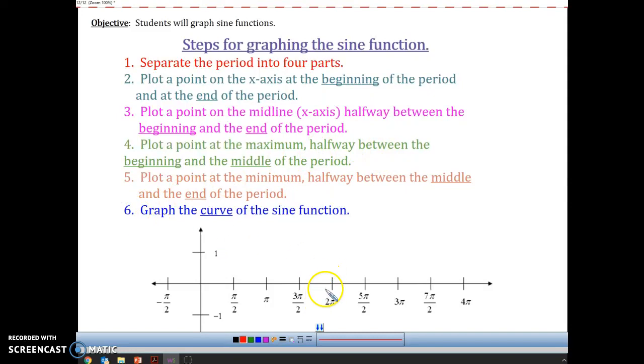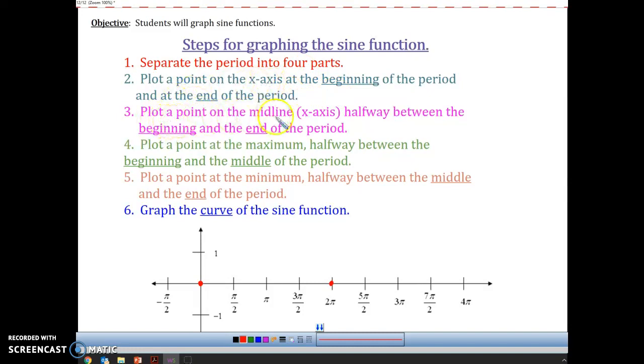So the first thing that you want to do is separate the period into 4 parts. Step 2 says plot a point on the x-axis at the beginning of the period. Well, in the last video we talked about the sine function. It starts at the origin and it has a period of 2 pi. So here is the first and last point of the period.